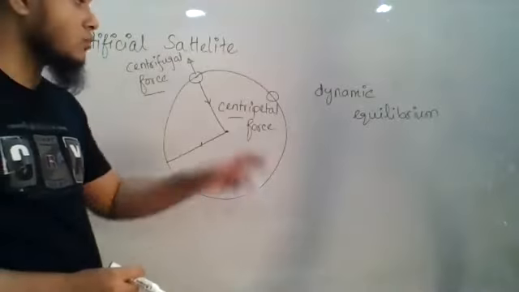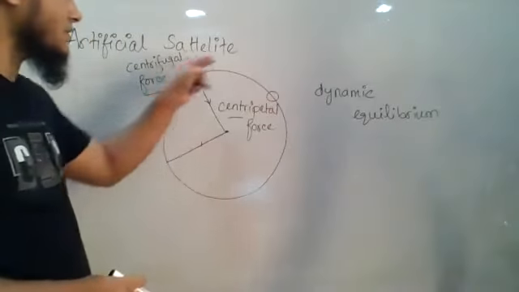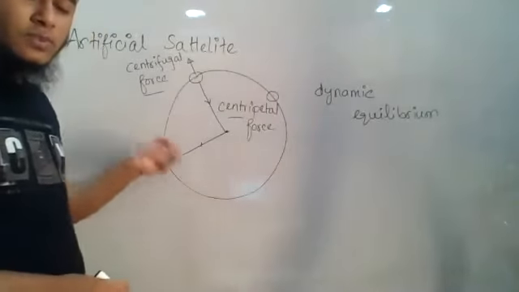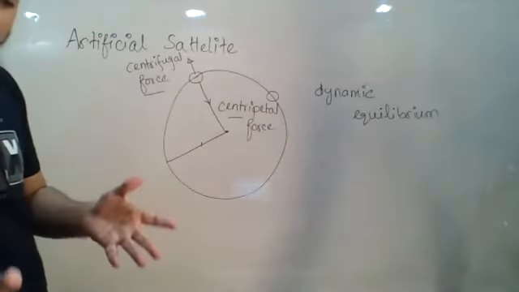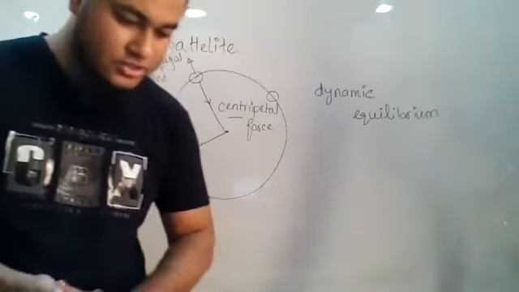So what happened? The moon started orbiting in this orbit. Okay, could I explain? Did you understand? Can you picture it?